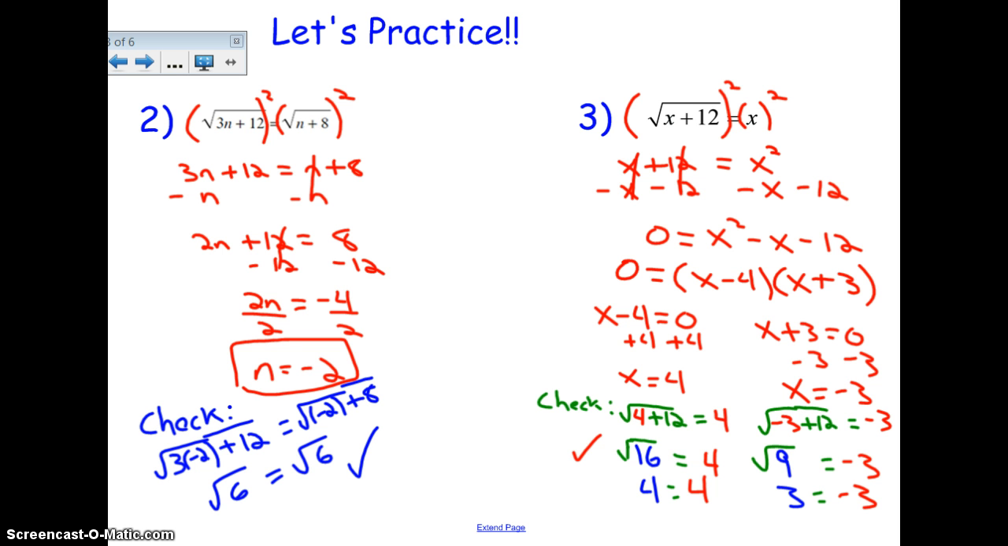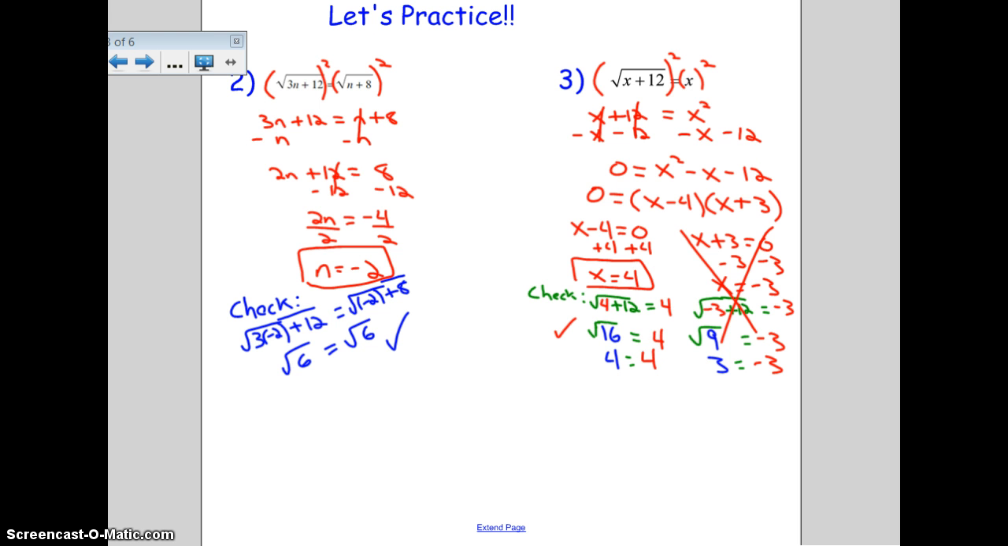So we call x equals negative 3 an extraneous solution. We're going to keep x equals 4, and x equals negative 3 is extraneous. Okay? Extraneous. So remember that and what it means. X equals 4 is a solution. X equals negative 3 is an extraneous solution.